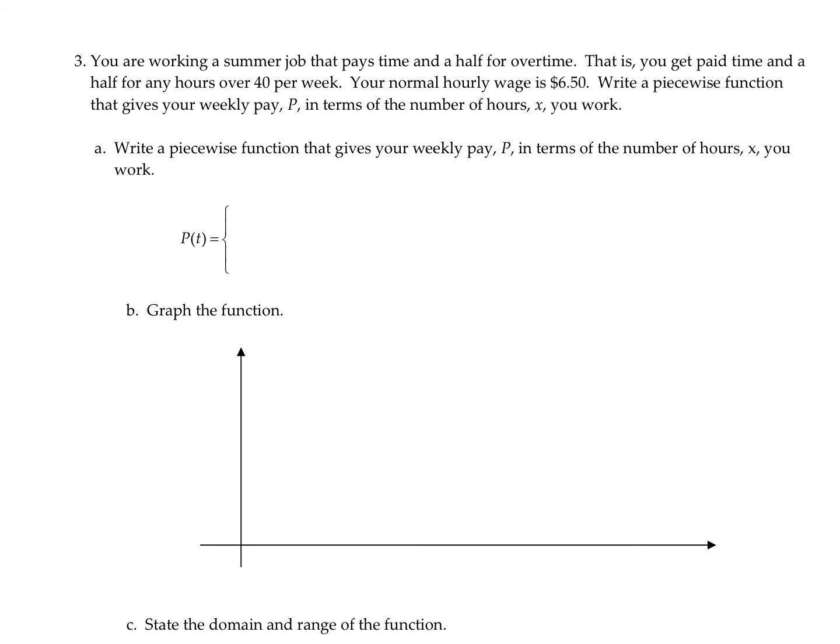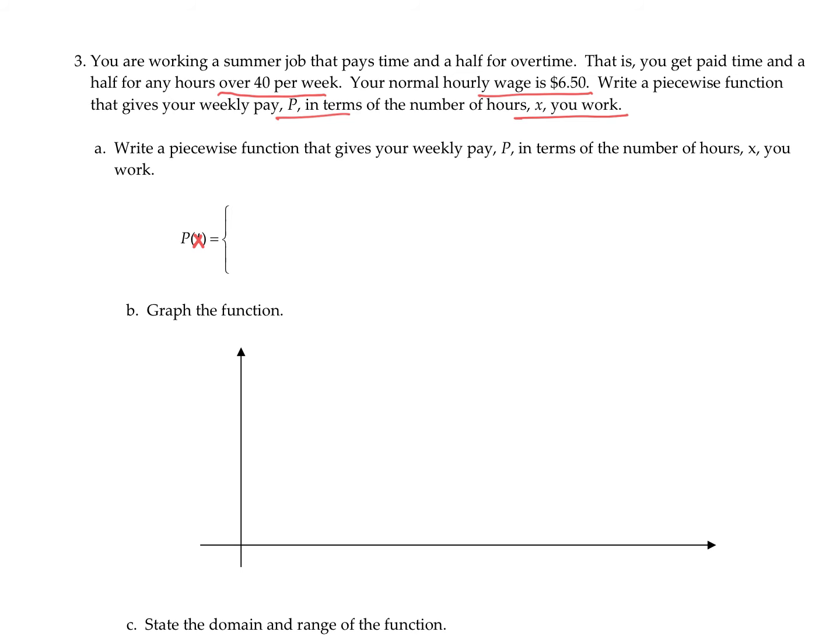All right, so now given this context, we're going to write our own piecewise function and then draw a graph of the piecewise function and then state the domain and range. So it says you're working a summer job that pays time and a half for overtime. You get paid time and a half after you work 40 hours per week. Your normal hourly wage is $6.50. Write a piecewise function in terms of the pay P for the X number of hours you work. So this should actually say P of X.